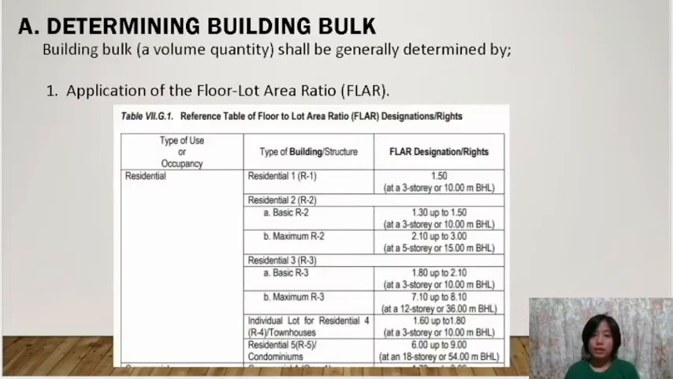Engineering Code. Determining building bulk or the volume quantity of the building shall generally be determined by the application of floor lot area ratio or FLAR. So using the table here, table 7.g.1, you can see the FLAR based on occupancy and residential zoning of a building.